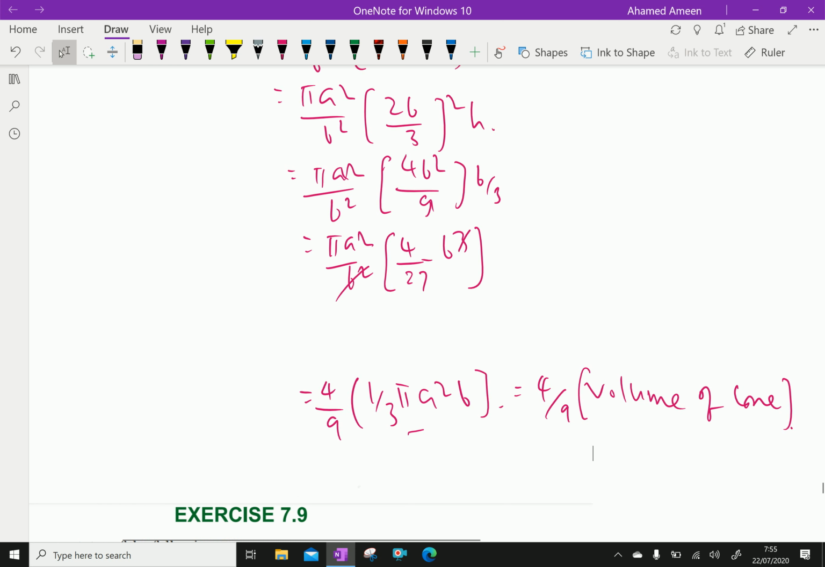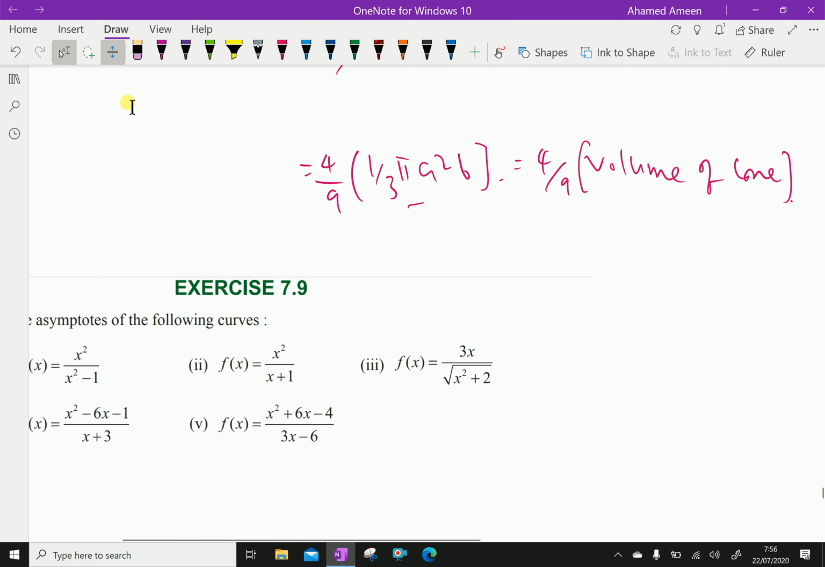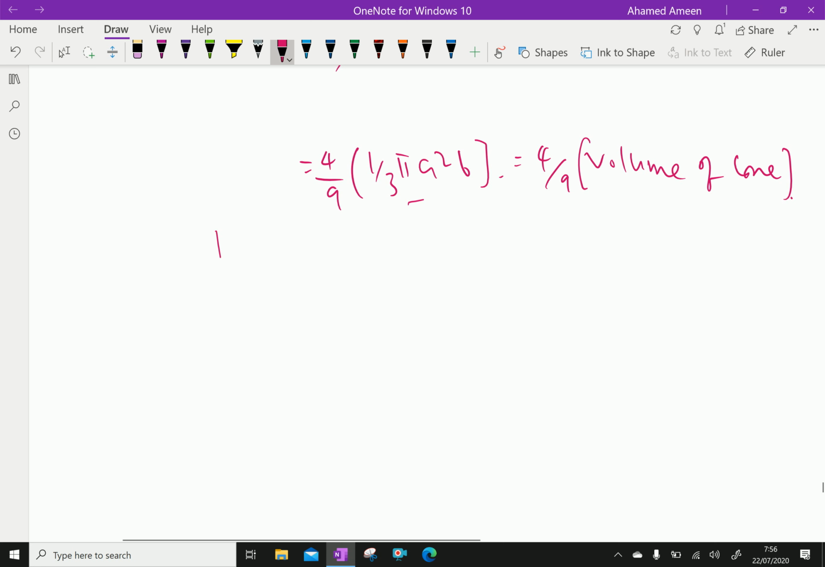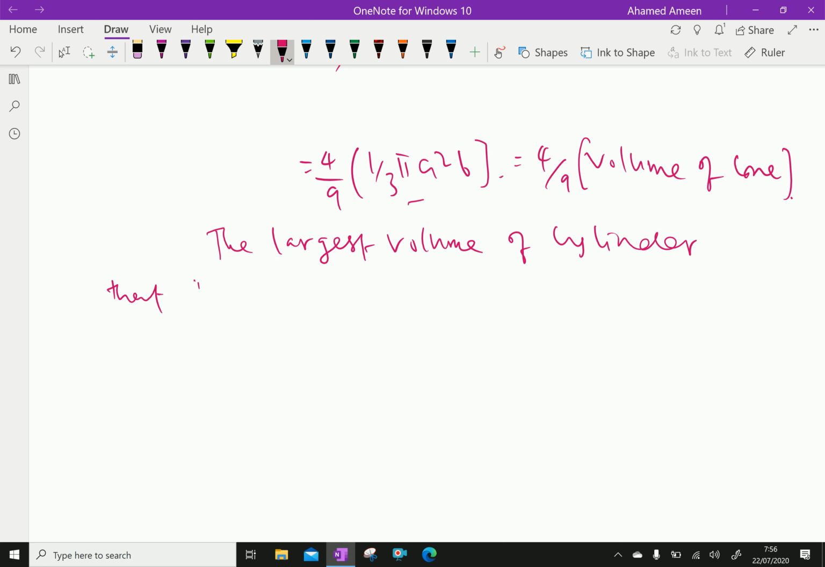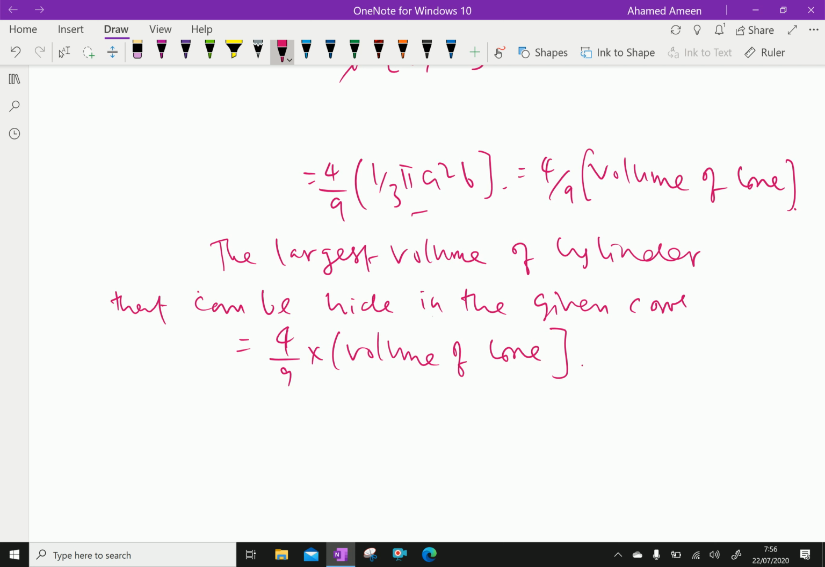Hence we can see the largest volume of the cylinder that can be hidden in the given hollow cone is equal to 4 by 9 the volume of the cone. We proved it, we have done.